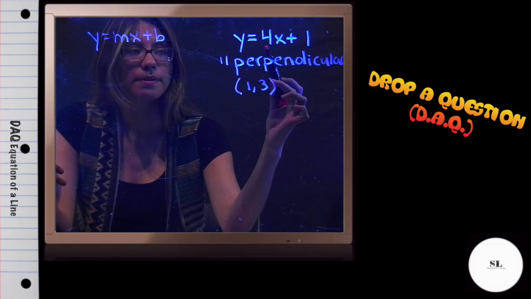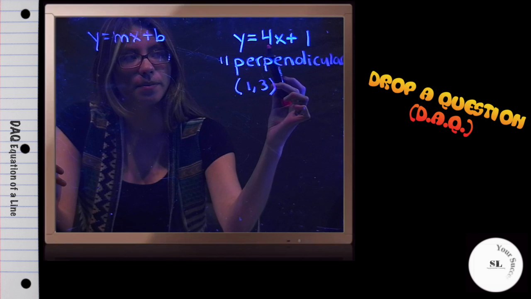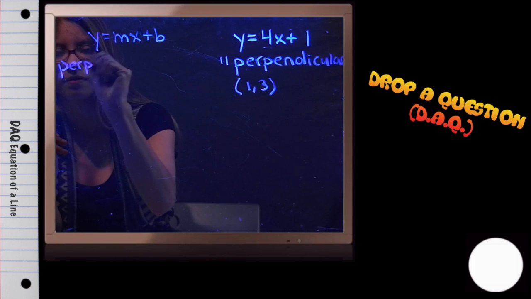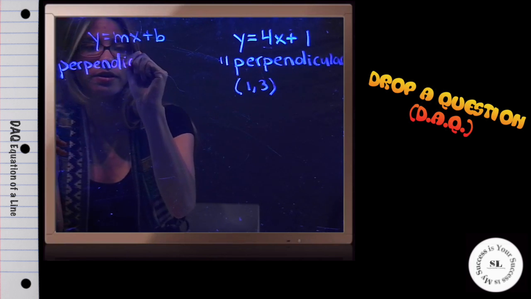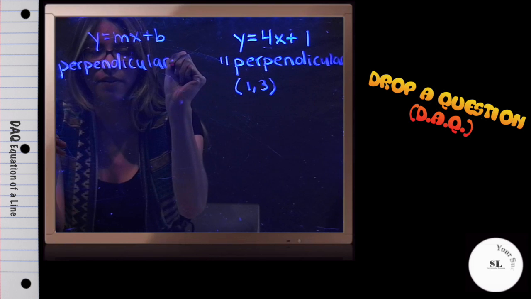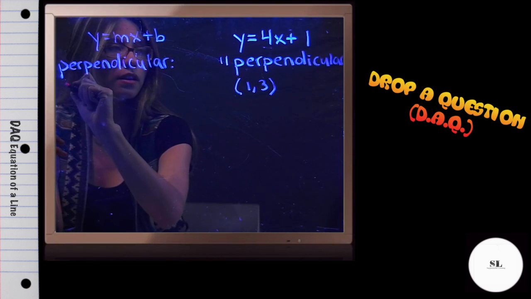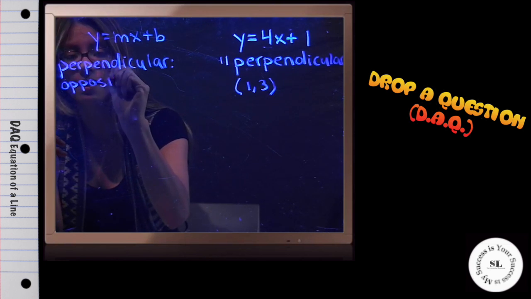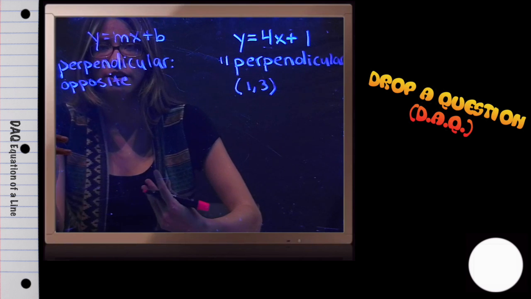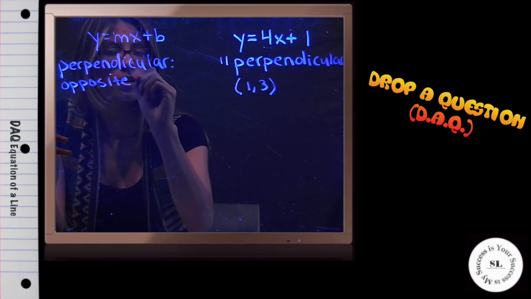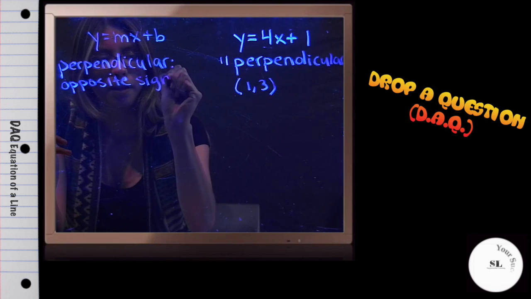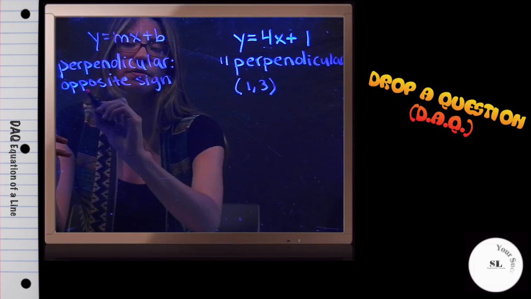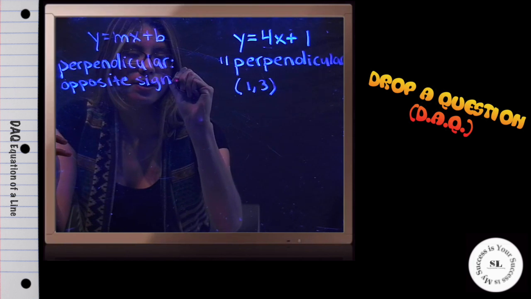Perpendicular means opposite reciprocal, opposite sign, and reciprocal of the slope. So just so you guys can have this in your notes, this will be important whenever it comes to finding the equation of a line. Perpendicular means opposite sign. So if we have a positive number, a perpendicular slope would be a negative slope. And vice versa. If they give you a negative slope, your perpendicular slope will be positive. Opposite sign, and also reciprocal.